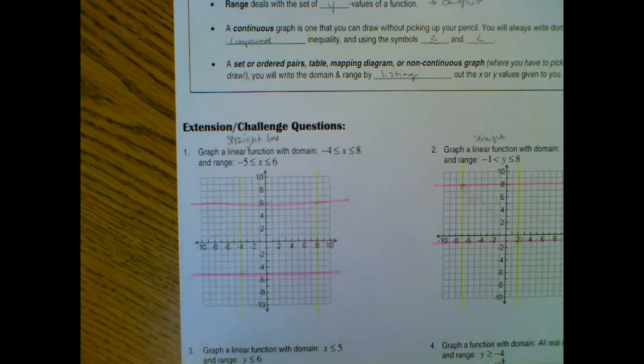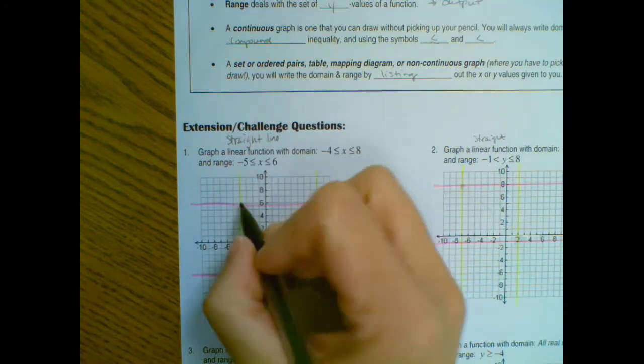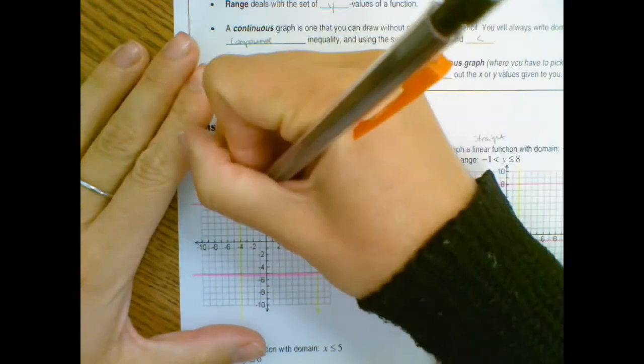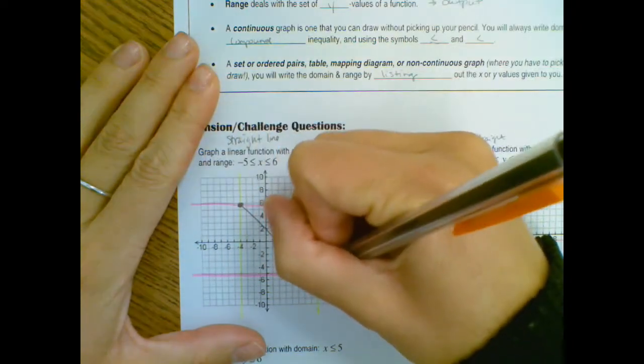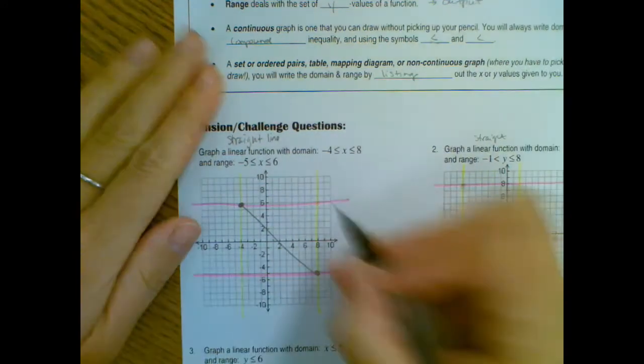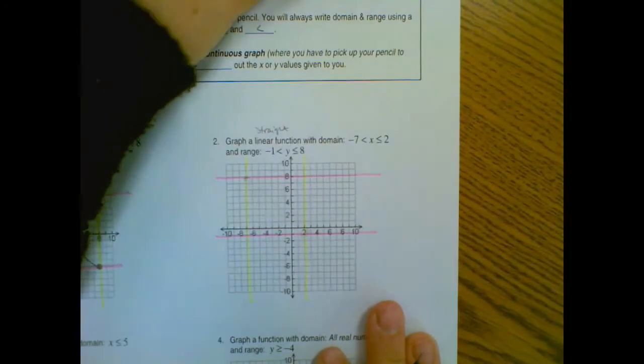And we know that we should have all closed circles because of our equal to symbols. So there we go. That would work. We could go this way if we wanted to. All right, I already have my lines drawn on this one.